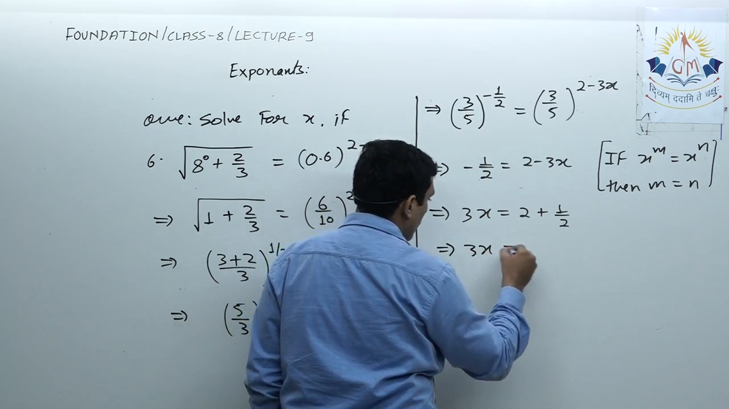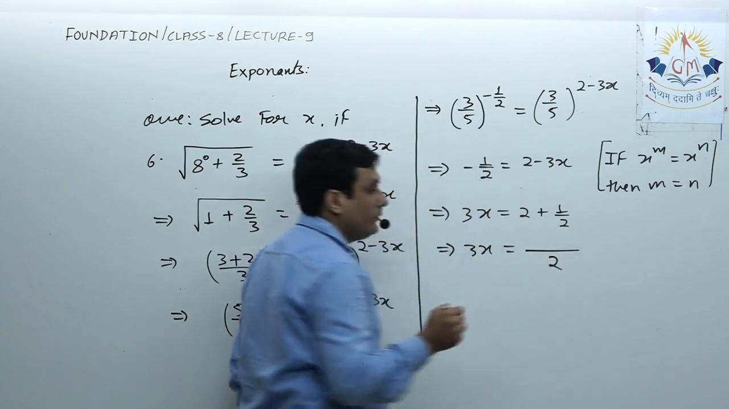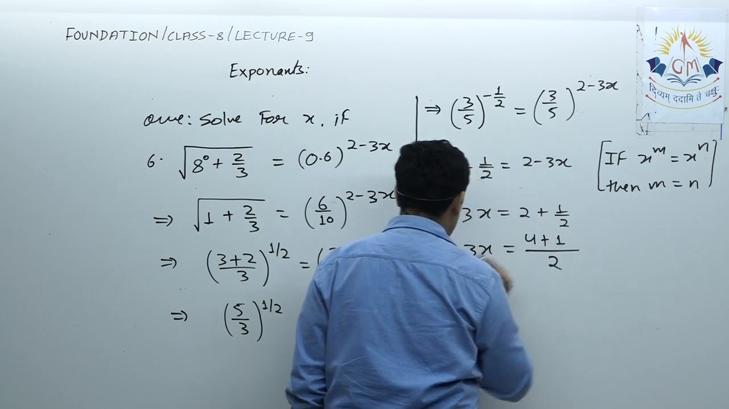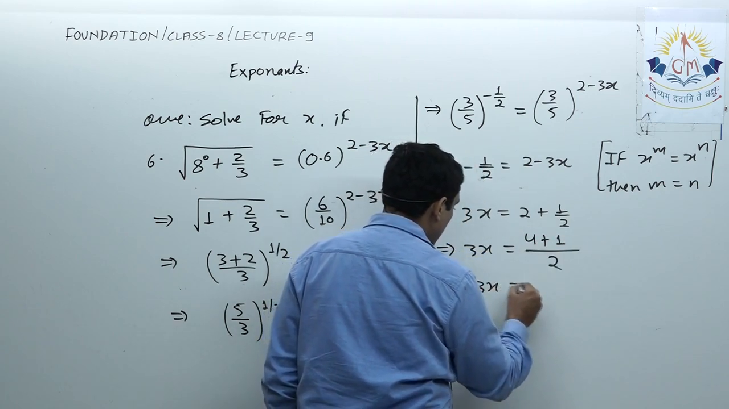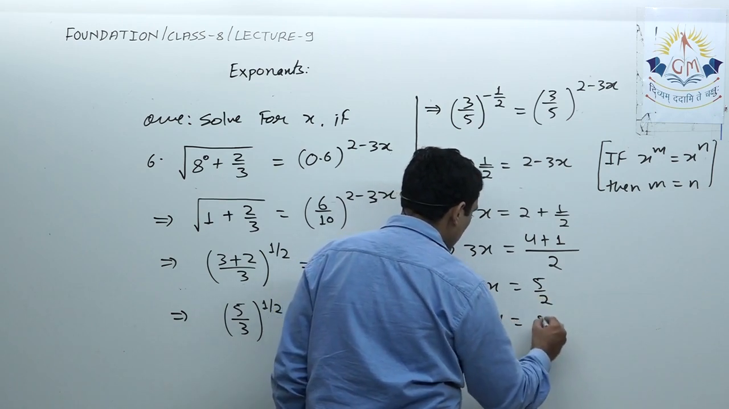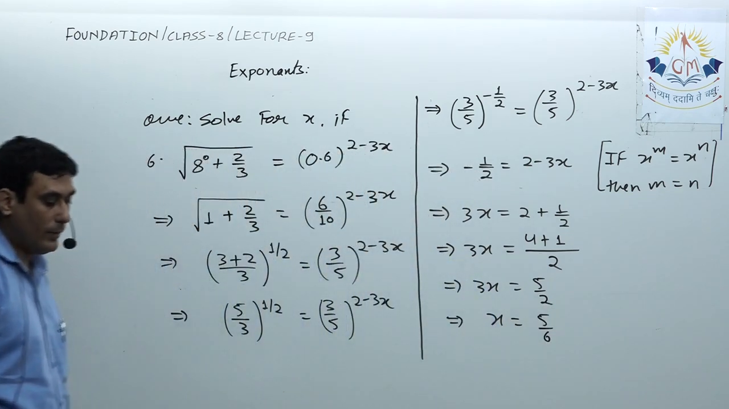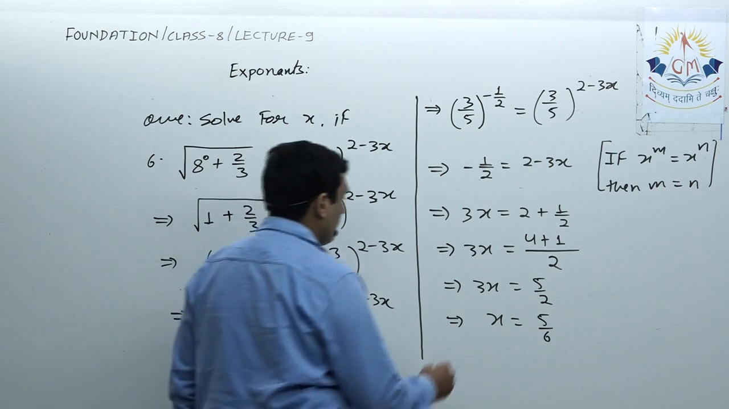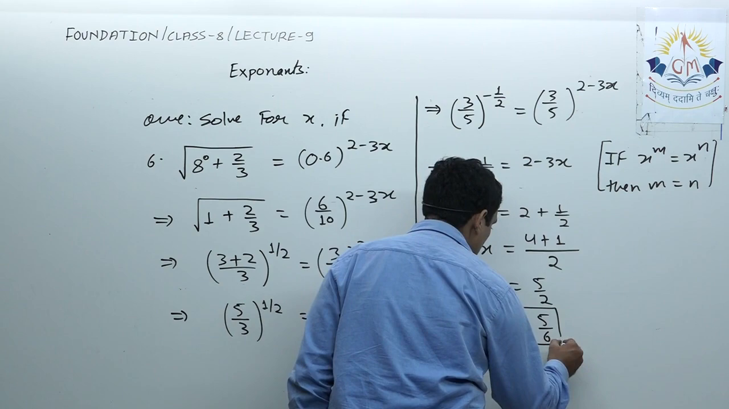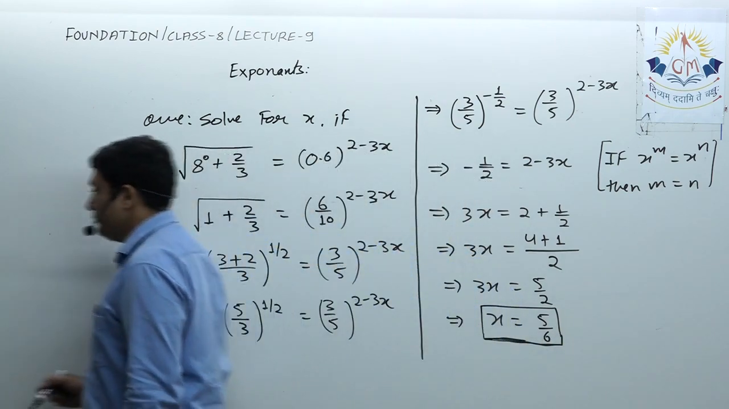Now 3x is equal to, here you have to add these two. For that we'll take the LCM of the denominators. So here it is 4 plus 1. So ultimately 3x is equal to 5 by 2. So the final answer: x is equal to 5 upon 6, as 3 will come over here. That is my final answer, x is equal to 5 upon 6. Okay, please note it down, then we'll see the next question.